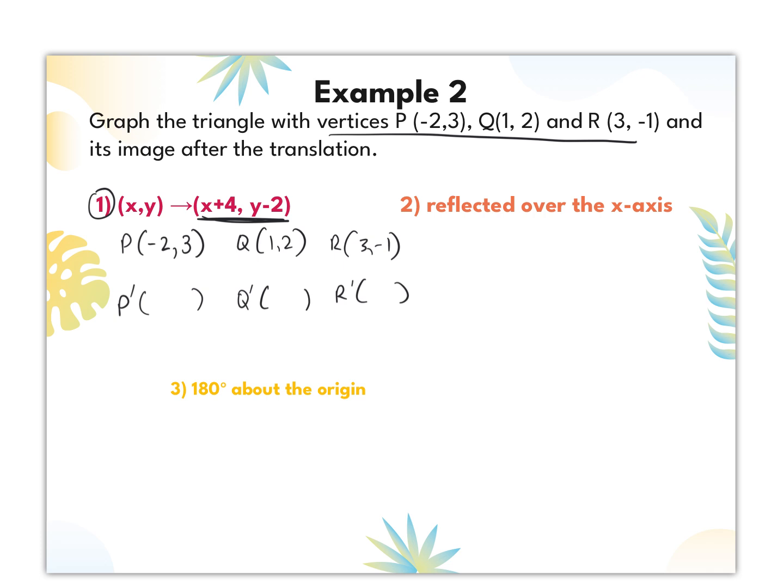And it's easy to do because for my x's, I just add 4 to them. So -2 plus 4 is +2. For point Q, 1 plus 4 is 5, and for point R, 3 plus 4 is 7. So I know that these are my x values of my image. And then I'm going to do the same for my y values. So my y goes down by 2, so 3 minus 2 is 1, 2 minus 2 is 0, and -1 minus 2 is -3. So guess what? These are the coordinates of my image, or my after.